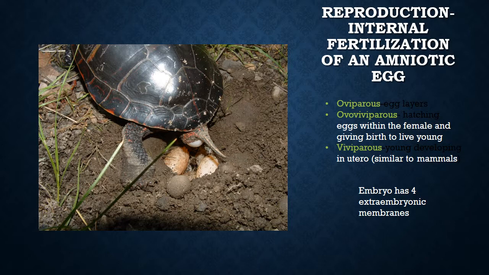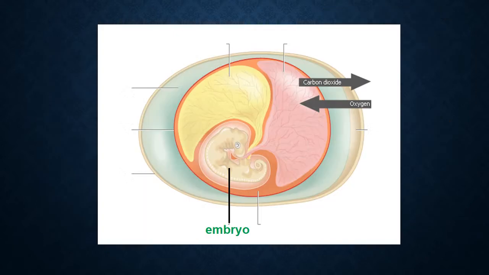Okay, so let's look at this amniotic egg. That means that the embryo has 4 extra embryonic membranes. Okay, so here we go. We are taking a look at an amniotic egg. So just to start with, our embryo is right here in the center. And there we go, our lovely embryo.